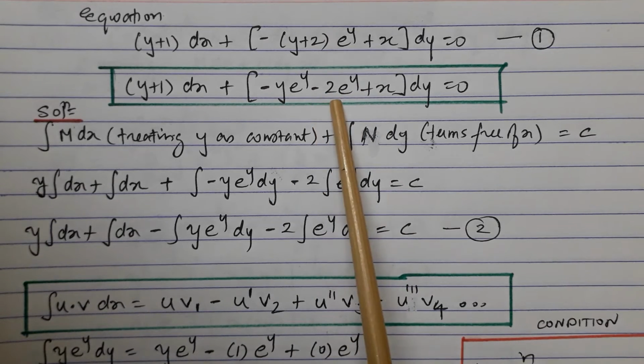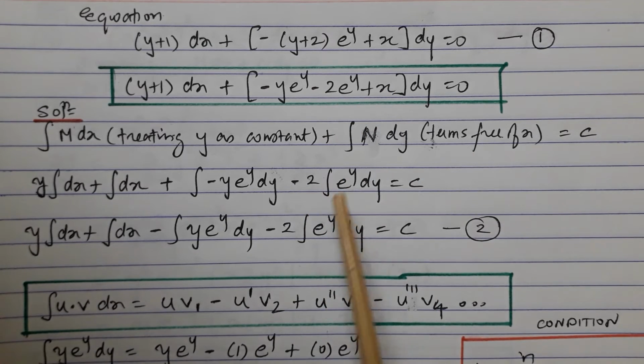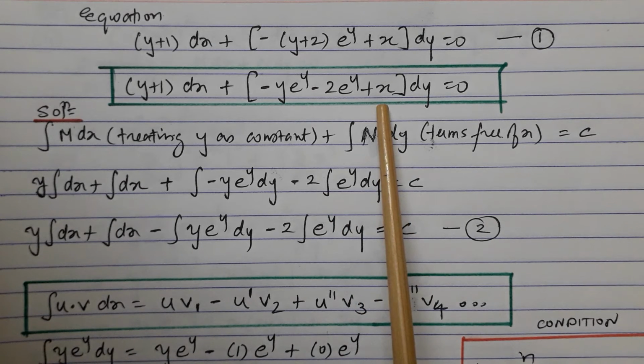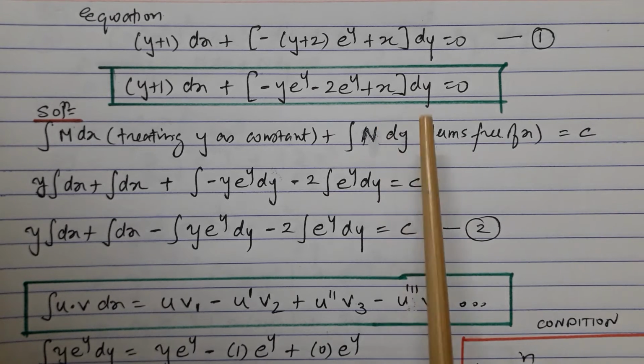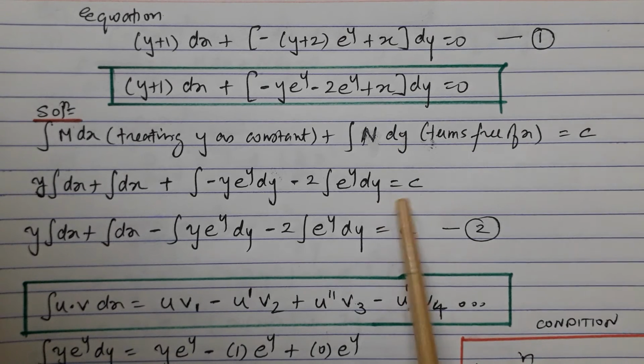The second term, minus 2 e raised to y, is also free of x. So we integrate this term: minus 2 integral e raised to y dy. And the last term is a term in x, so we neglect that term, as we do not integrate the terms that contain x. So this will be equal to c, which is a constant.